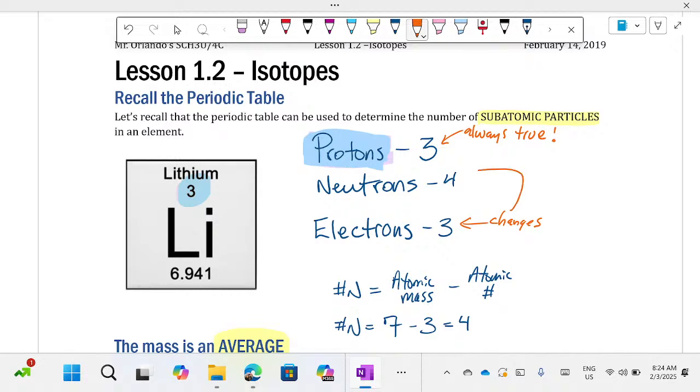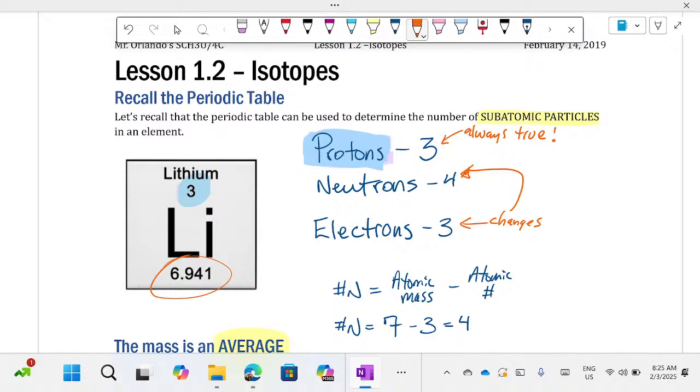And what about neutrons? They can also change. Some lithium atoms don't have 4 neutrons. Now, as it turns out, most of them have 4 neutrons. Does that make sense? But some have more, and some have fewer. And just looking at the average, what's more common? Having more than 4 or having fewer than 4? Yeah, fewer, because the average isn't quite 7. It's a little bit less than 7.